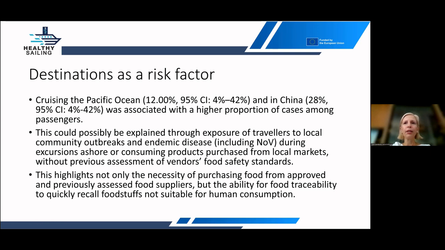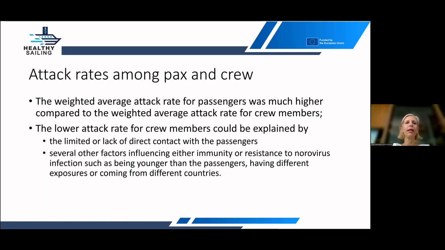Cruising the Pacific Ocean, and specifically destinations in China, was associated with a higher proportion of cases among passengers. This could possibly be explained through exposure of travelers to local community outbreaks and endemic disease during excursions ashore, or consuming products purchased from local markets without previous assessment of vendors' food safety standards. This highlights not only the necessity of purchasing food from approved and previously assessed food suppliers, but the ability for food traceability to quickly recall foodstuff not suitable for human consumption. In the European manual, it is a requirement, by European legislation, that all foodstuff on board must be traceable.